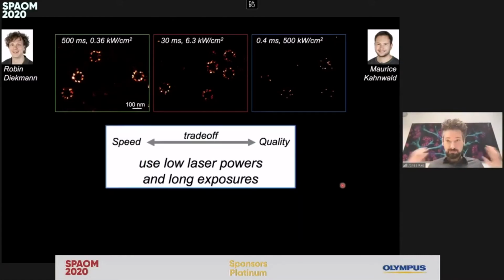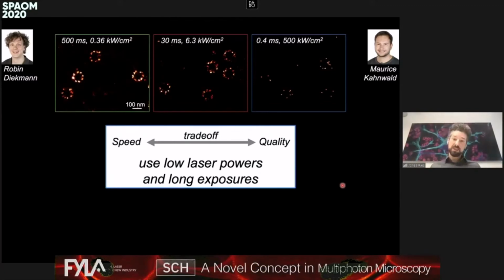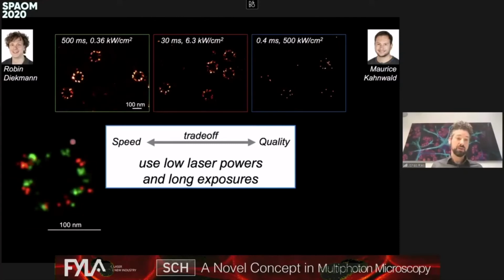So to summarize this, we found there's a clear trade-off between speed and data quality in single molecule localization microscopy. And if you can afford it, if you have the time and want to have the highest quality, we suggest to use rather low laser powers and longer exposure times. When we really drove it to the limit here, when we chose exposure times of half a second, then we achieved a quite amazing resolution. This is here 3D data where we see the 2 rings, and in each of these rings, we can basically almost resolve any single protein.